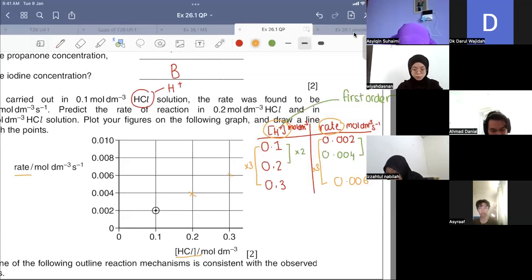Okay, so you just draw a straight line that passes through the origin, and this is how the rate concentration graph would look like for a first order reaction. Okay, it would be a straight line.